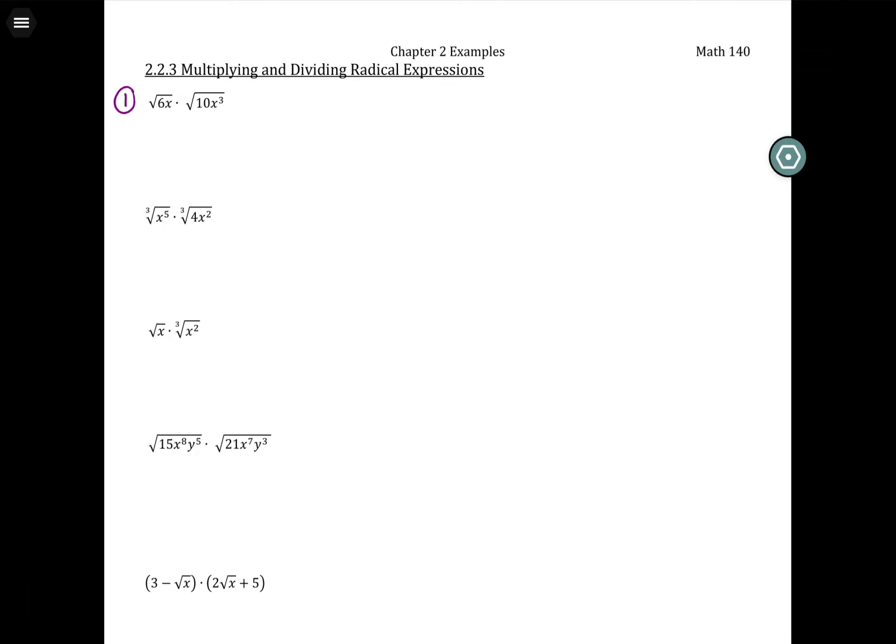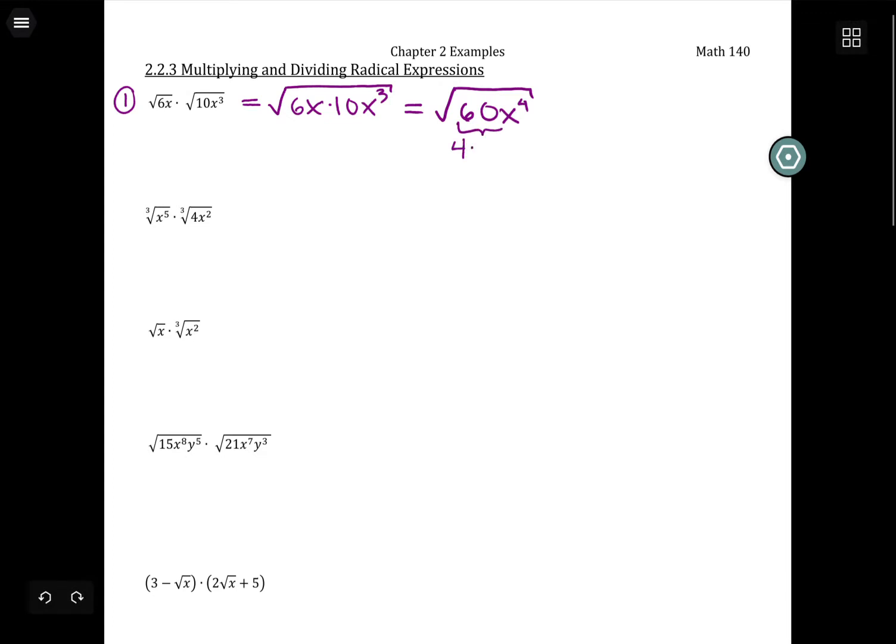You could extract roots first, but to avoid having to do it multiple times, I'm just going to do the multiplication first. So we can combine the two roots across multiplication. And we can say that that's a 60x to the fourth. And then our goal is just to simplify that root to remove as many perfect squares as we can. So x to the fourth is already a perfect square, so that one's going to be pretty nice and easy to deal with. The 60, let's see, that's 4 times 15.